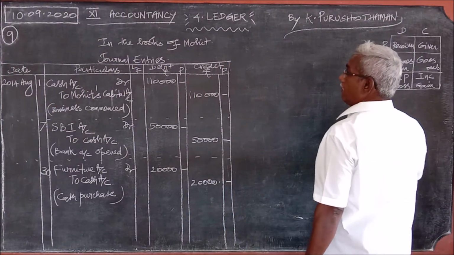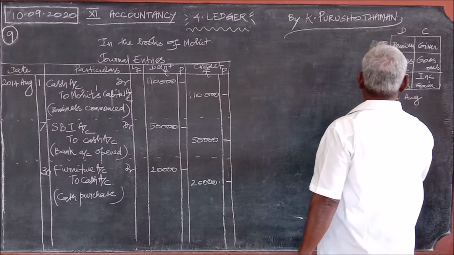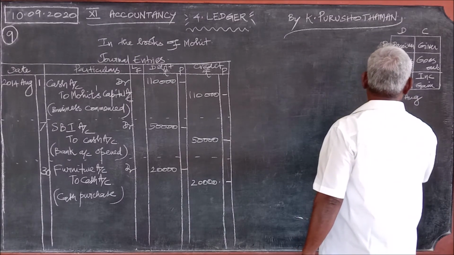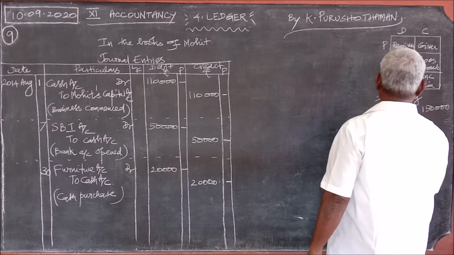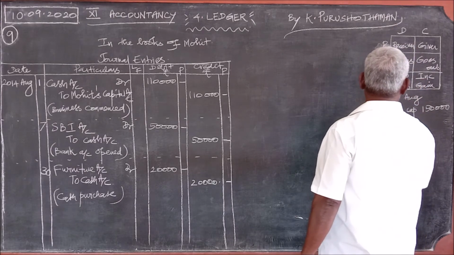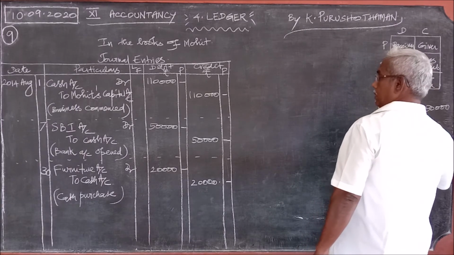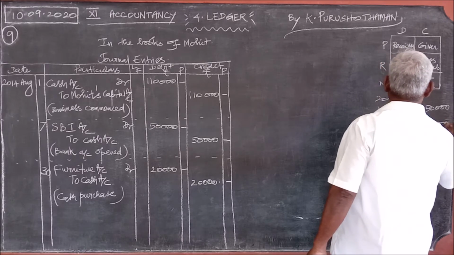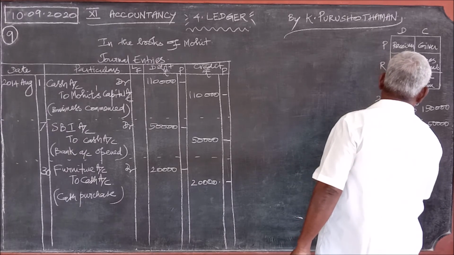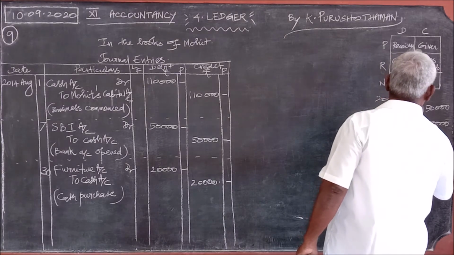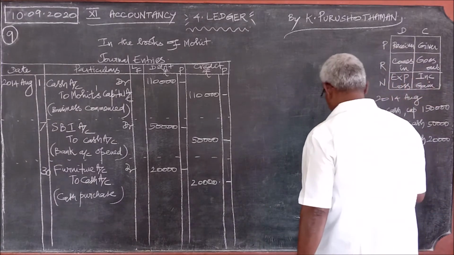So, 2014, August, first is cash, capital, 1,10,000. Then on 7th, SBI, cash, this is 50,000. Then on 30th, furniture, cash. That amount is 20,000. So these are the three journal entries.